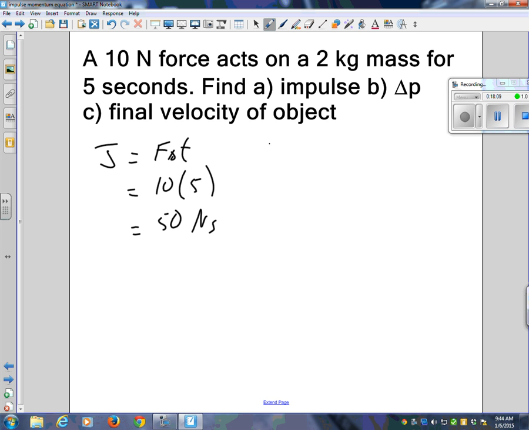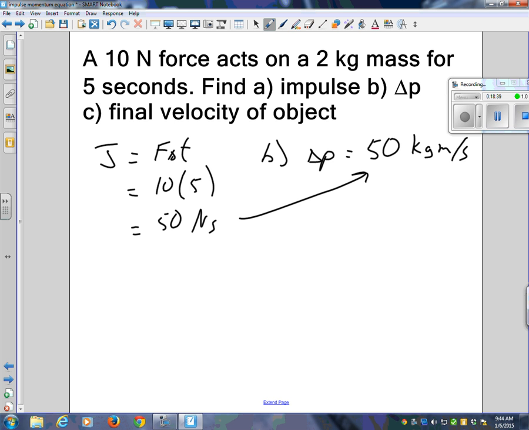The delta P, the change in momentum, is the same as the impulse. Okay, now what are the units for delta P? Momentum is mass times velocity, kilograms and meters per second. So it's actually 50 kilogram meters per second. A Newton second is equivalent to a kilogram meter per second.